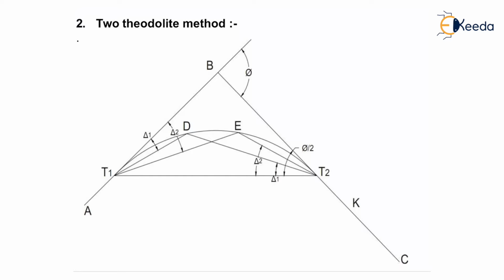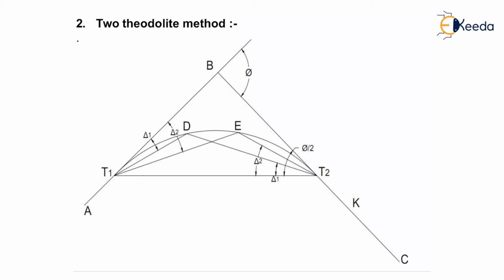Similarly, the angle BT1E will be equal to your delta 2, that is nothing but T1T2E. The total tangential or deflection angles delta 1, delta 2 and delta being calculated as in the first method, that is with Rankine's method.